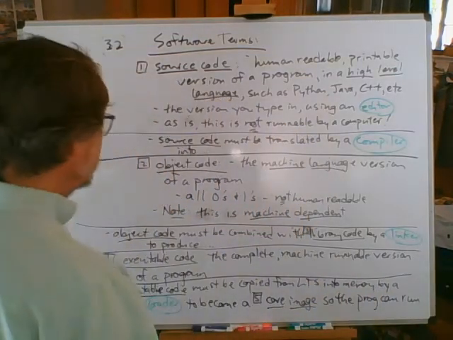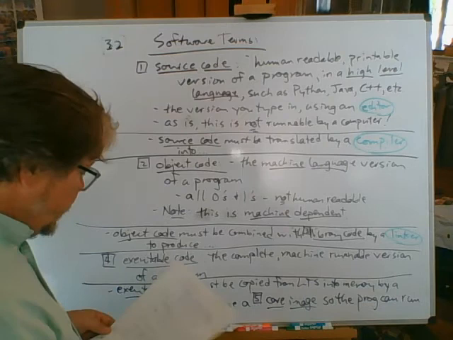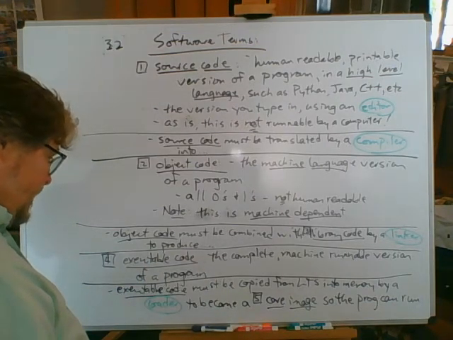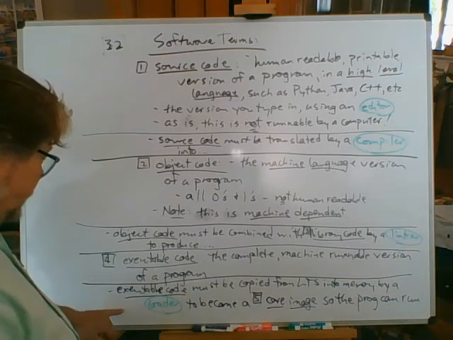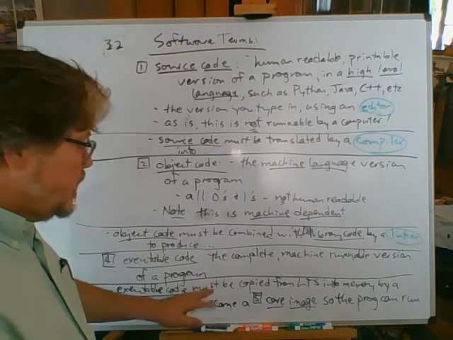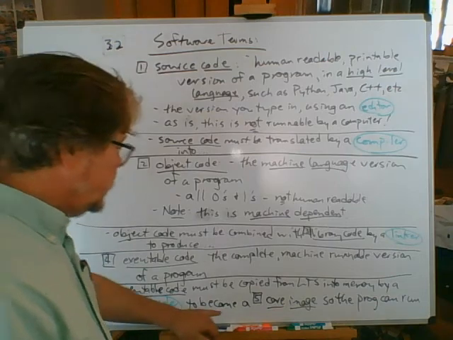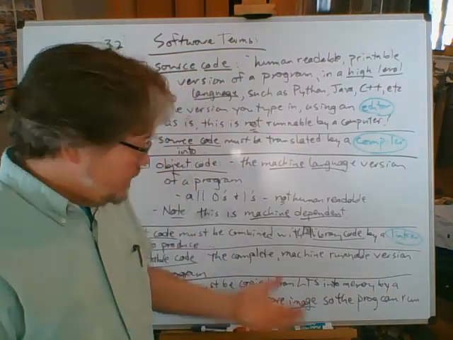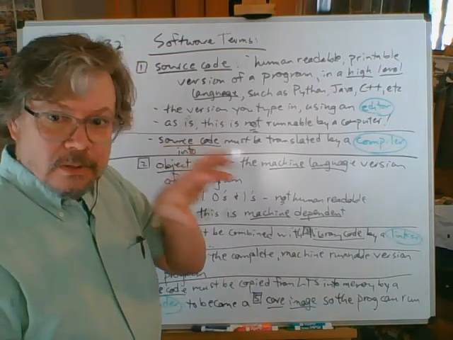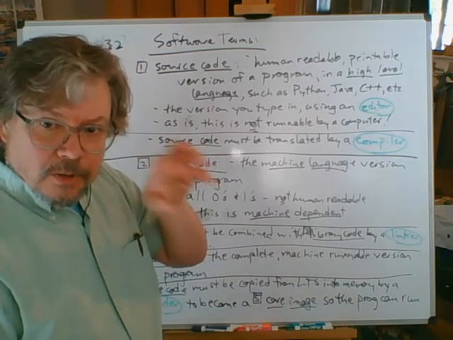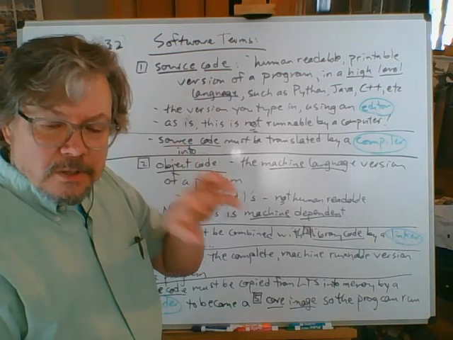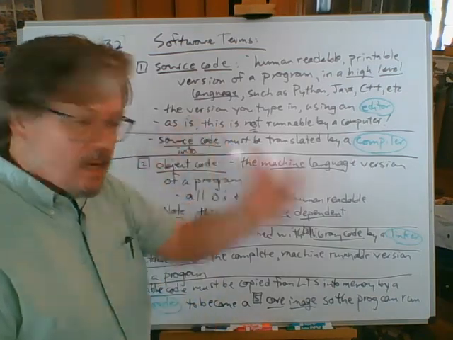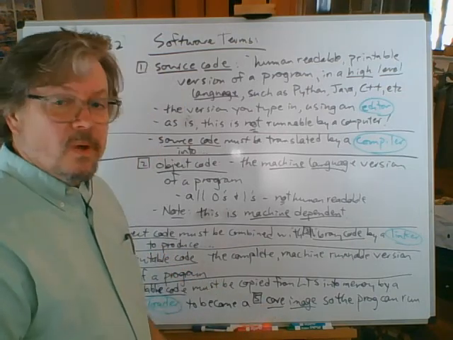Did I do it? Did I squeeze all that onto one board? Probably at my peril, but I did anyway. I almost feel like this got swept under the rug. Executable code must be copied from long-term storage into memory by a loader to become a core image. The reason it's called an image is almost like a picture of your program. A digital picture, zeros and ones, a digital image of your program as it exists out on the long-term storage. It has to be copied into memory, and then it's called a core image.